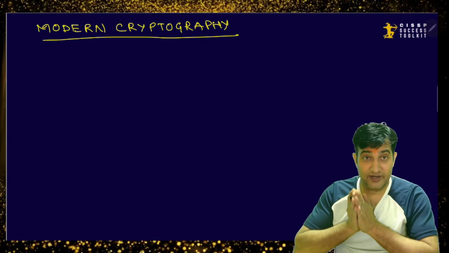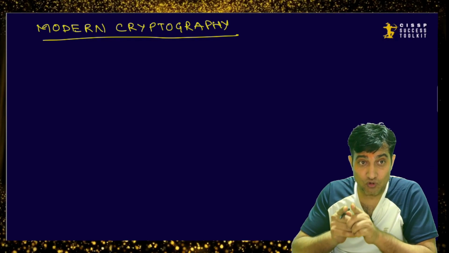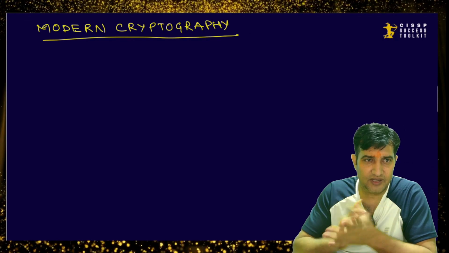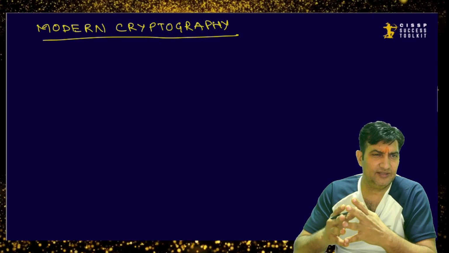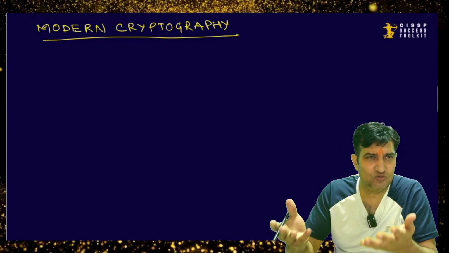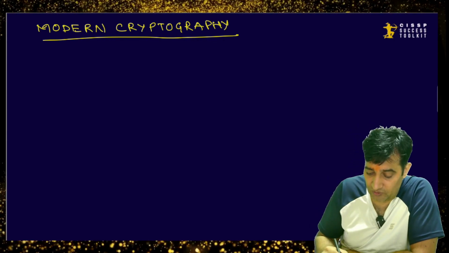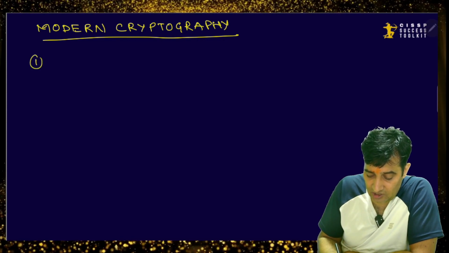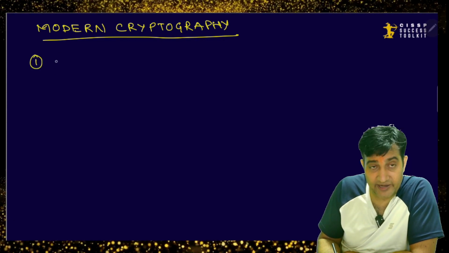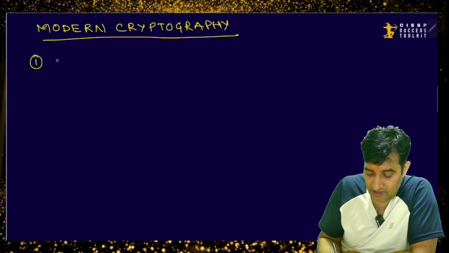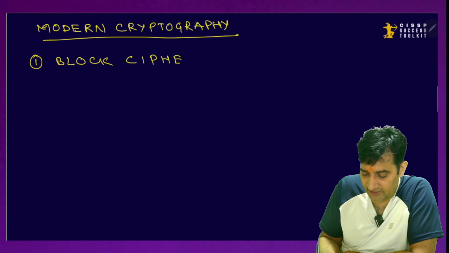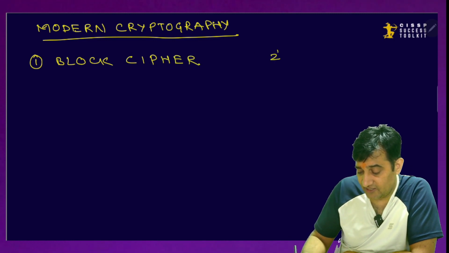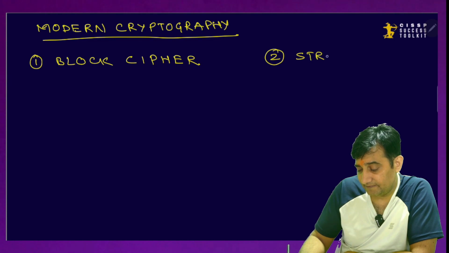Hey guys, welcome everyone to part 2 of cryptography, and here we are now going to talk about modern cryptography. When we say modern cryptography, that is the cryptography which we use today. The number one thing we are going to understand is that there are two different types of cryptography. One is block cipher and the other type of cipher is called stream cipher.